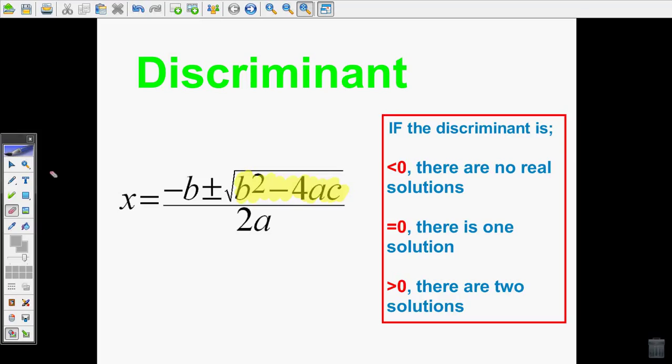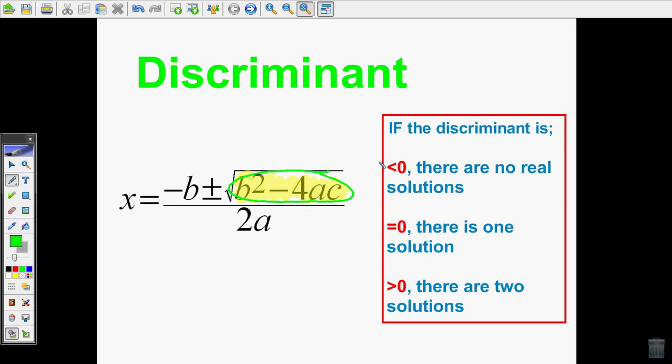To talk to you about the discriminant. The discriminant is a number that, when you're using the quadratic formula to find the solutions to a quadratic function, is the number that's underneath the square root symbol. Not the square root symbol, not the result of the square root, but just the number underneath the square root. That's called the discriminant. Looking at the discriminant, you can determine how many solutions there are to the quadratic function.